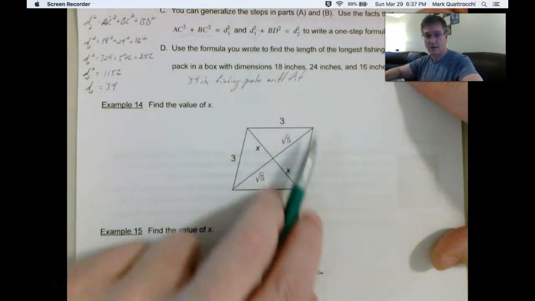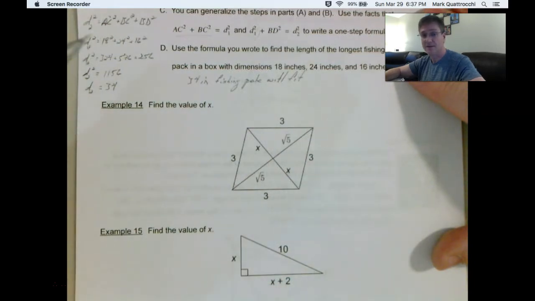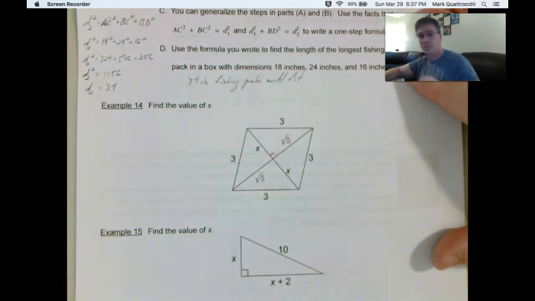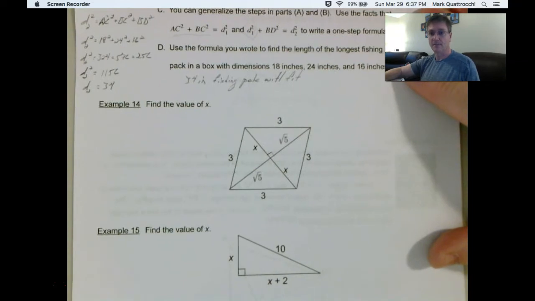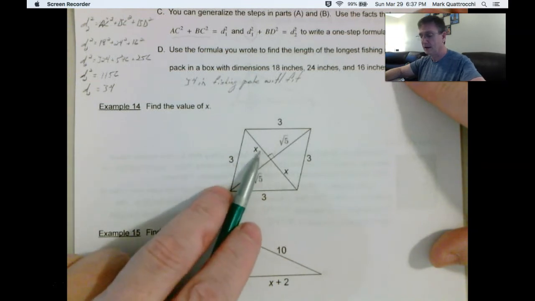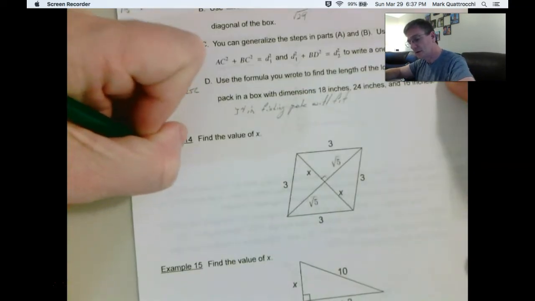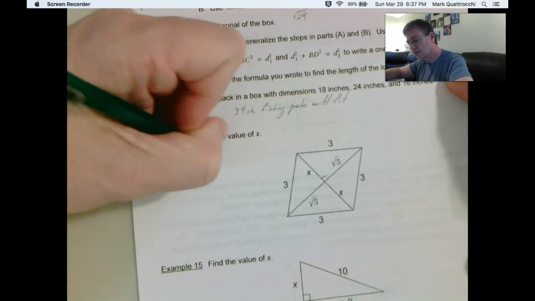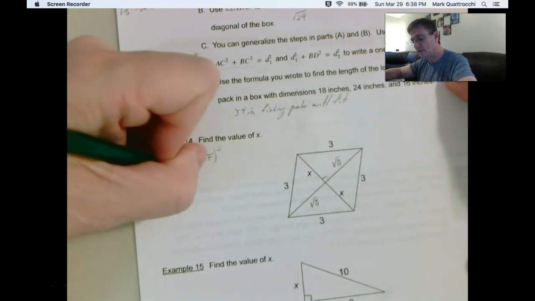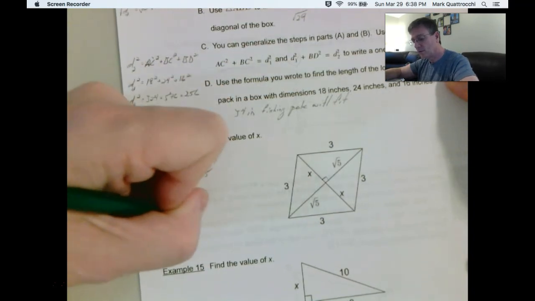And we know that a quadrilateral that has all four sides being the same is a rhombus. And what do we know about the properties of the diagonals of a rhombus? The diagonals of a rhombus are perpendicular to each other, just like they are for a kite. The diagonals for a rhombus are perpendicular, and that's how we're going to solve this problem, because now that we know that they're perpendicular, we have a right triangle. 3 is the hypotenuse. 3 squared equals x squared plus square root of 5 squared. 9 equals x squared plus 5. X squared equals 4. X equals 2.